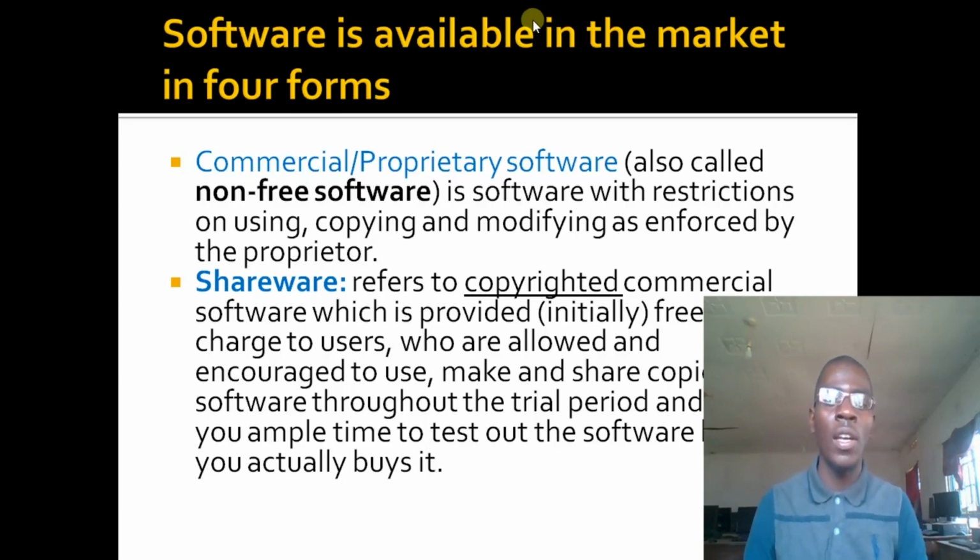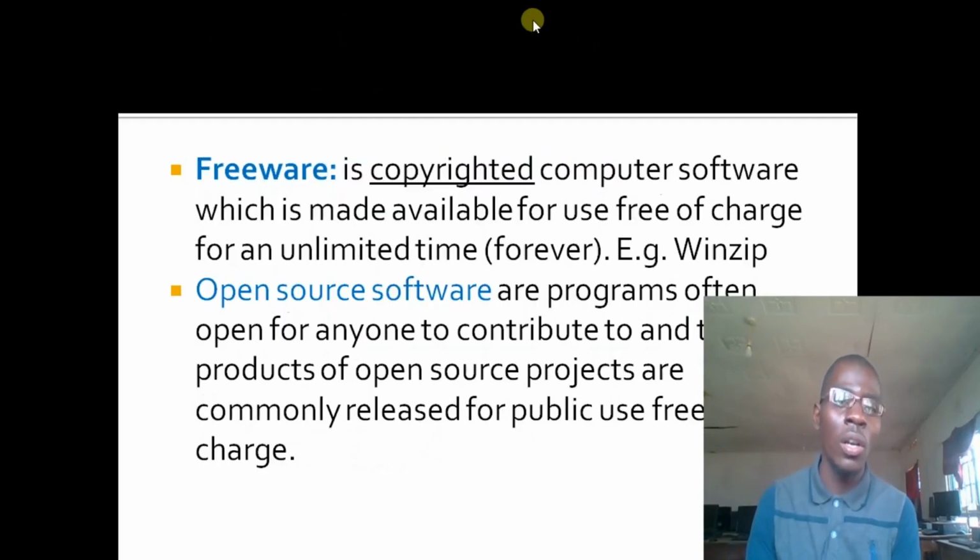Then we have another form, that is shareware. This one is a copyrighted software which is provided initially for free to the users. Then after a given period of time, the owner or the developer of this software will require you to pay for it in order to continue using it. So they give you a trial period to test, and you can always share that software with others. But after the trial period has expired, then you'll have to buy that software. So that is shareware.